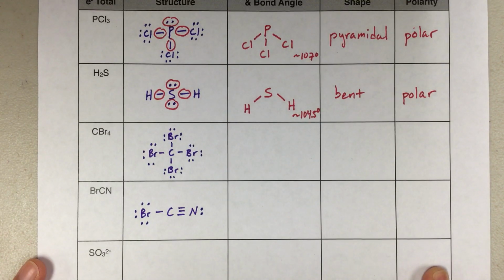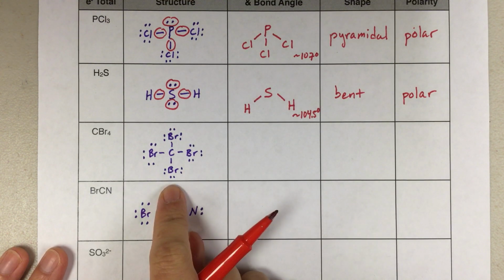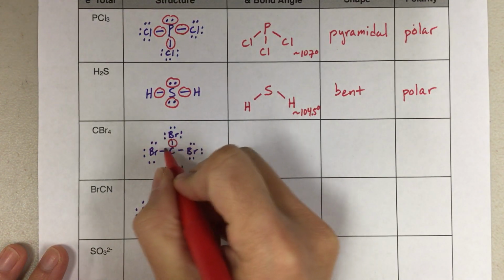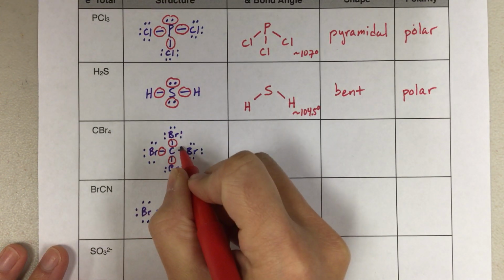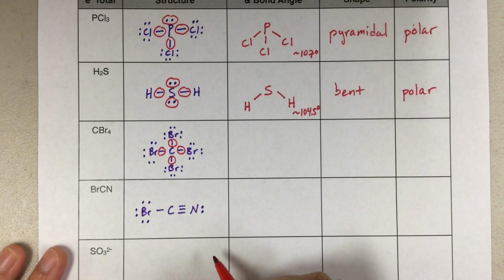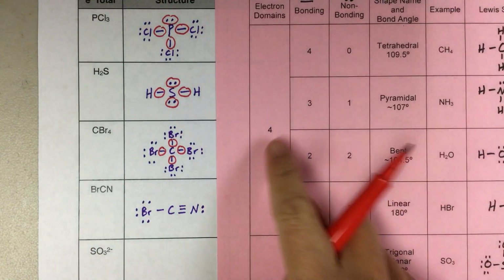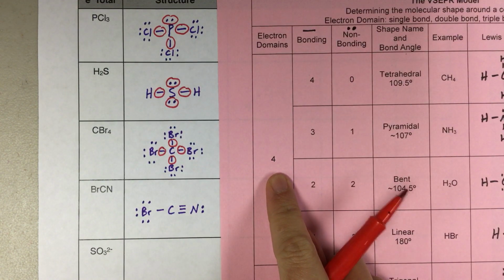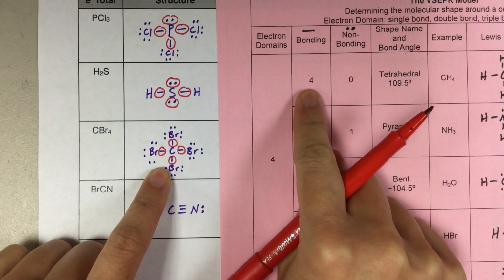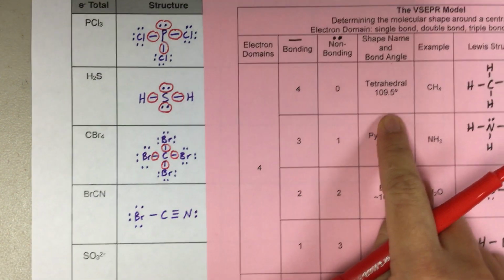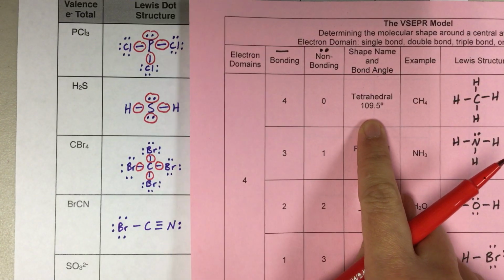All right, the next one, CBr4. So let's look at our central atom to determine the shape and try to figure out how many electron domains are around the central atom. All right, so we've got 4 electron domains again. So 4 total. All of them this time are bonding. All 4 of them are bonding. There are no dots on the central atom. So this is everyone's favorite shape, tetrahedral.